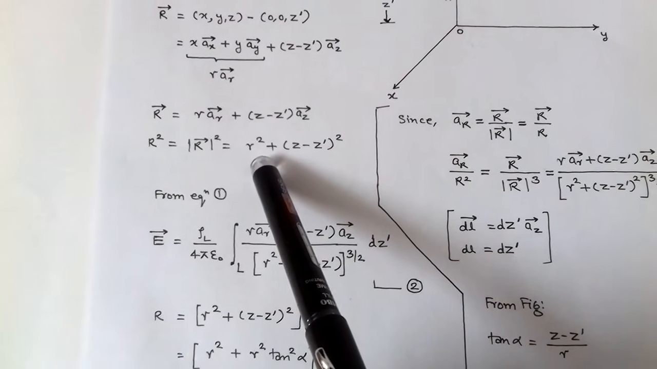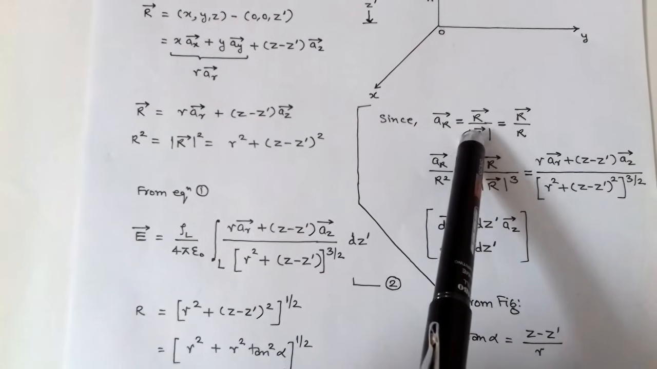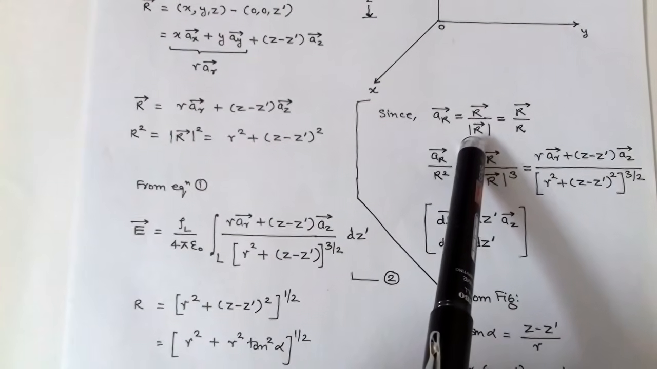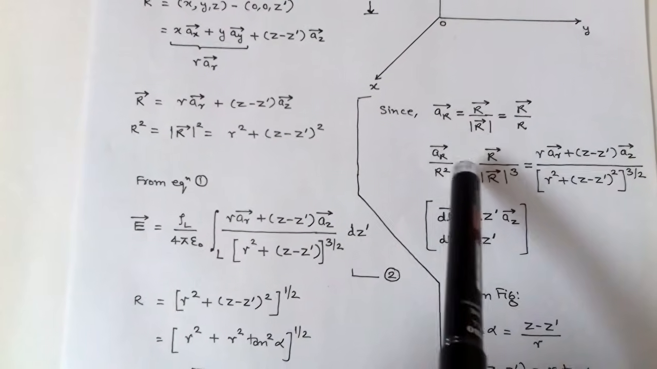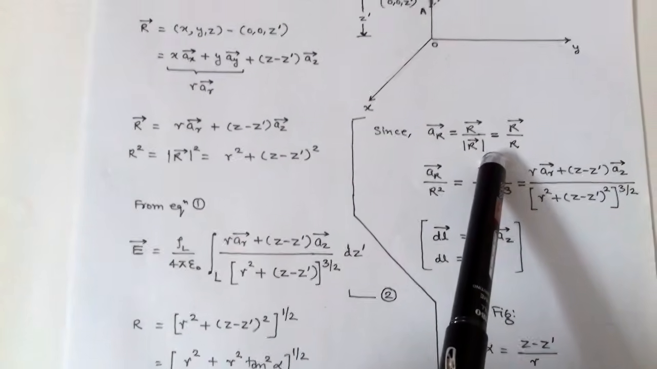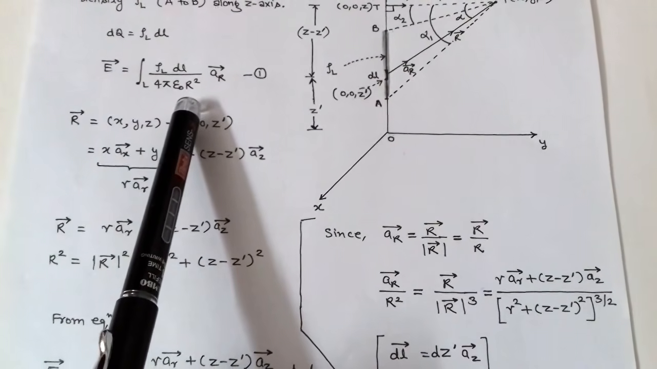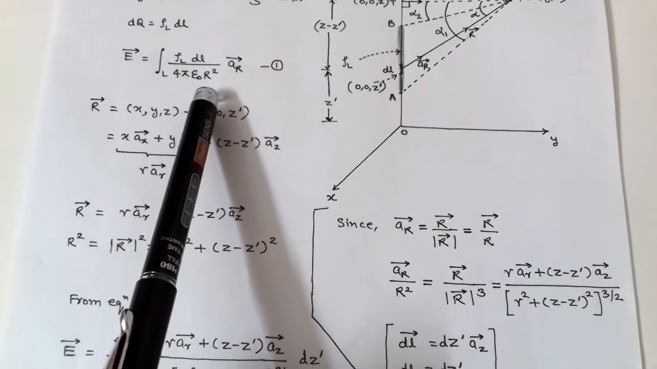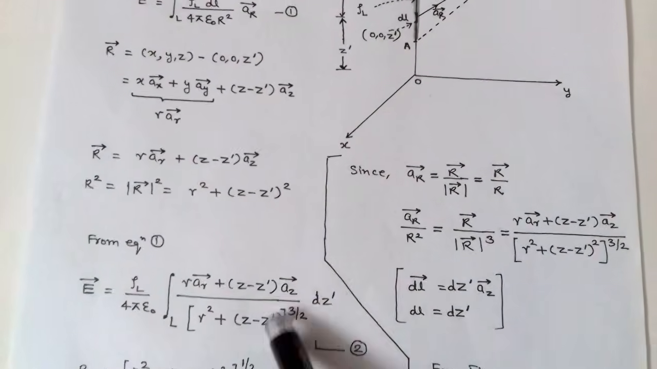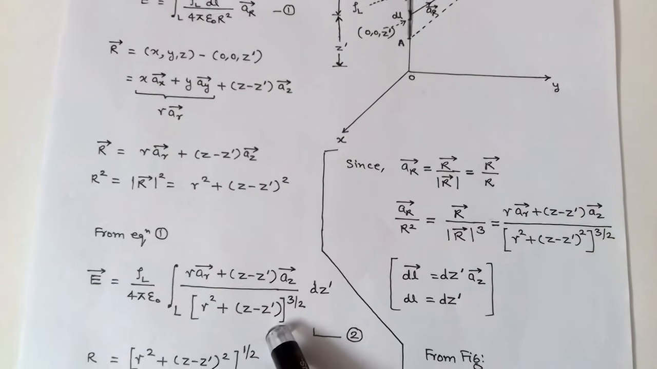Now the unit vector R, that is capital R, is vector upon its magnitude. The capital R vector upon its magnitude, and we have to put in equation 1, that is R square. R square is equal to magnitude square, that is r square plus z minus z dash whole square. Here, when we square the under root, it will cancel.